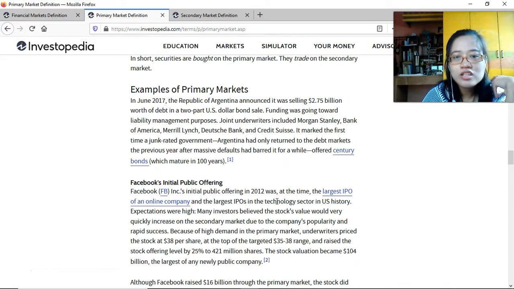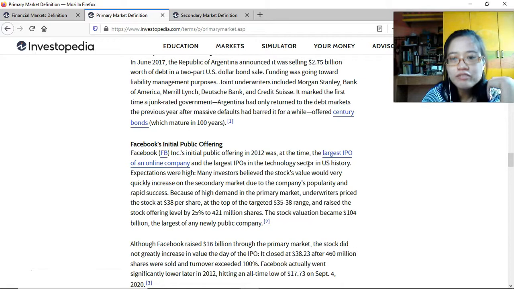Okay. Facebook's initial public offering in 2012 was the largest IPO of an online company, and one of the largest IPOs in the technology sector in US history. Expectations were high. Many investors believed the stock's value would very quickly increase on the secondary market due to the company's popularity and rapid success. Because of high demand in the primary market, underwriters priced the stock at 38 dollars per share, at the top of the targeted 35 to 38 range, and raised the stock offering level by 25% to 421 million shares. That's a lot. The stock valuation became 104 billion, the largest of any newly public company.